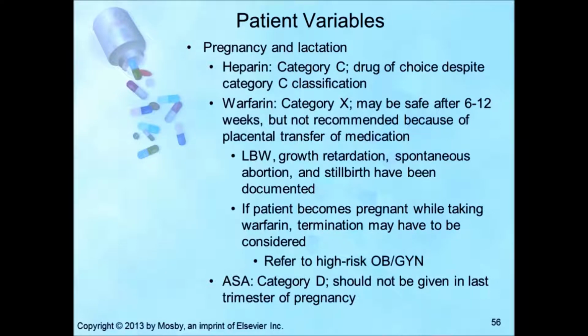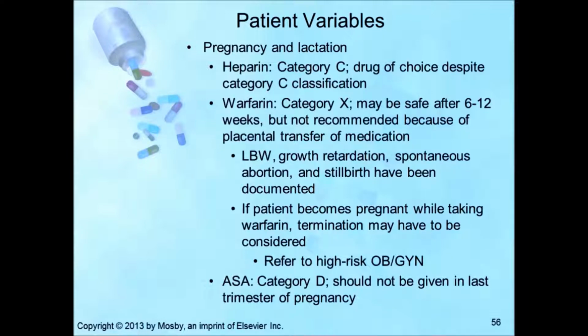Coumadin is category X. It may be safe for the fetus after a certain early period, after 6 to 12 weeks. Its use is not recommended in pregnancy because it crosses the placental barrier. Low birth weight, growth retardation, spontaneous abortion, and stillbirths have been seen when the agent is given to pregnant women. Carcinogenicity and mutations have not been determined. If a patient becomes pregnant while on Coumadin, she may need to consider termination of the pregnancy.